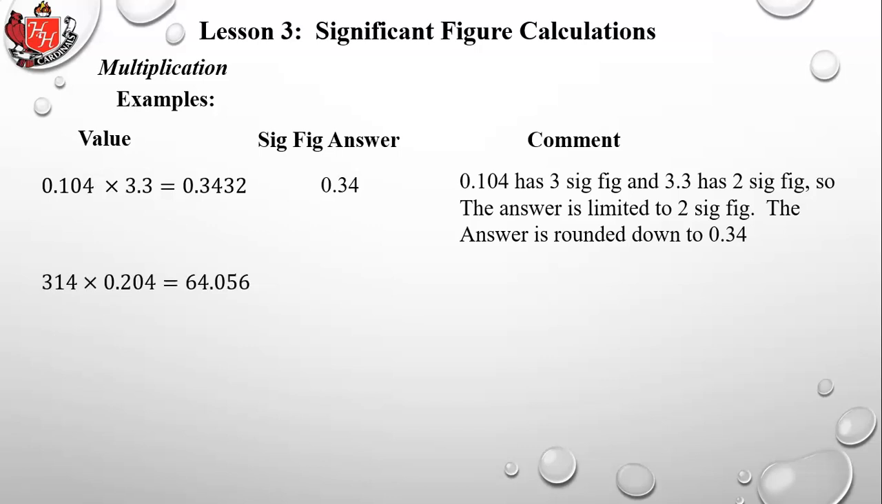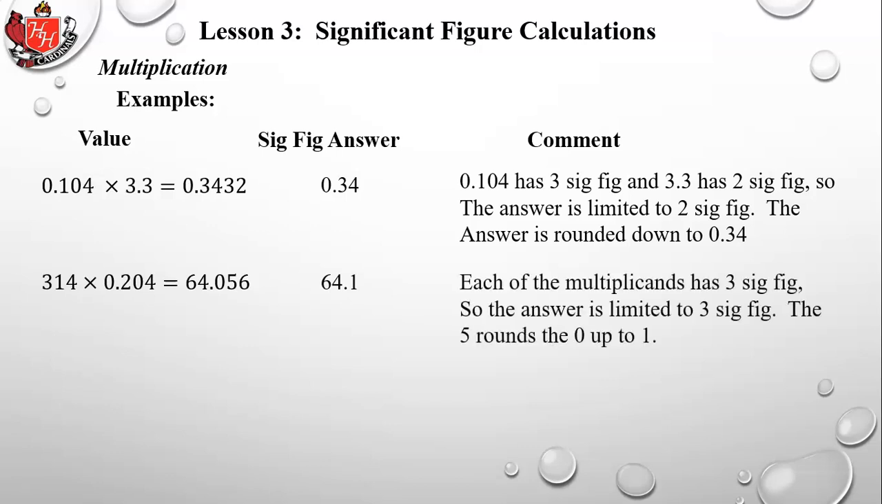How about this? What you're seeing, 64.056, is what your calculator would show. That should be rounded to 64.1. Each of the multiplicands has 3 significant figures. So the answer is limited to 3 significant figures. The 5 rounds the 0 up to a 1. So that 0 in the calculator answer will go up to a 1 and become 64.1.